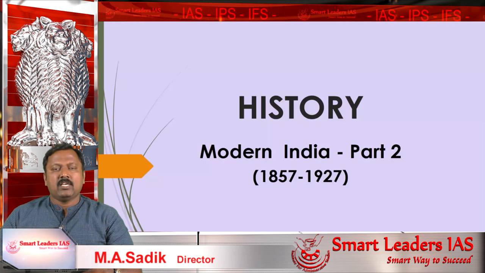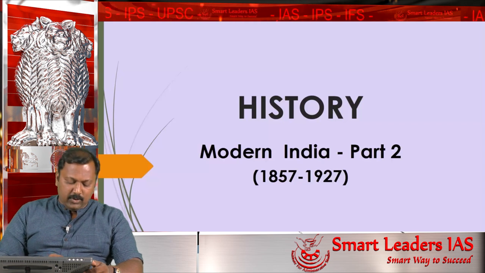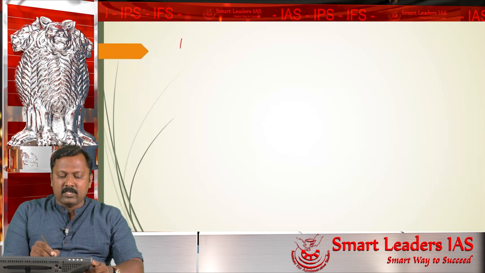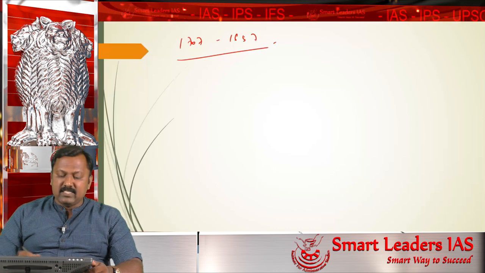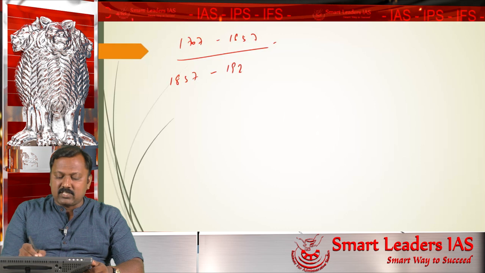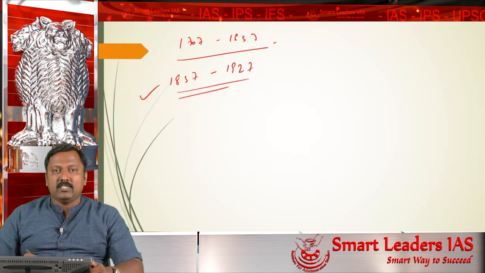This video gives an outline and perspective of modern Indian history. I hope you have watched my first video in the outline and perspective of modern Indian history. In the first video, we covered the period from 1707 to 1857, and gave one small outline. And in this video, we are going to cover 1857 to 1927, which is considered to be a crucial part in studying modern Indian history.